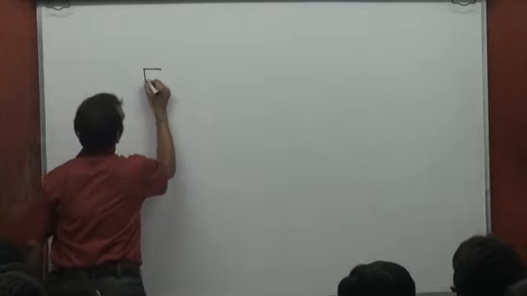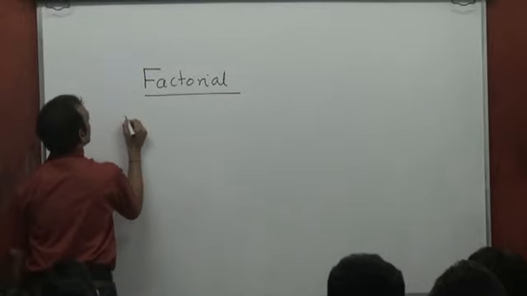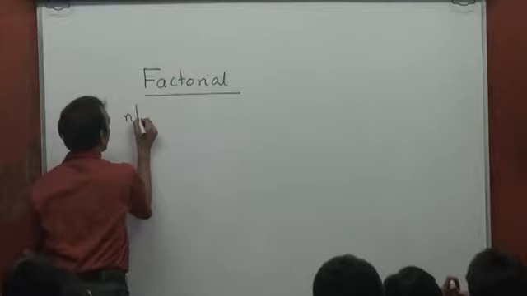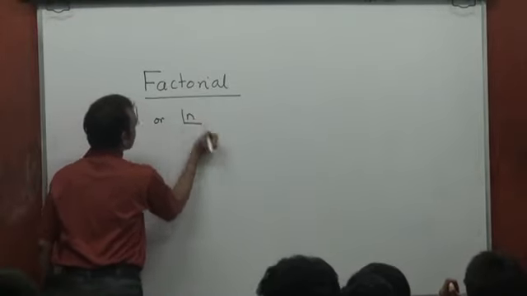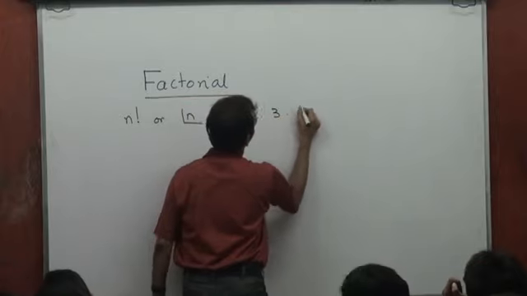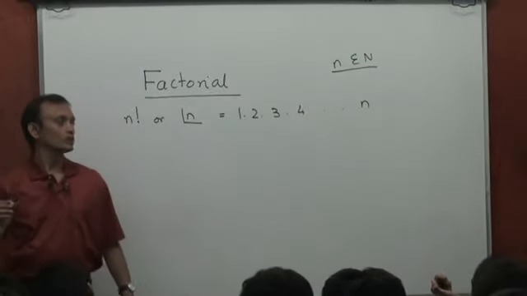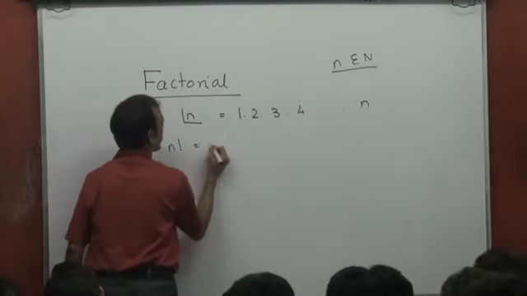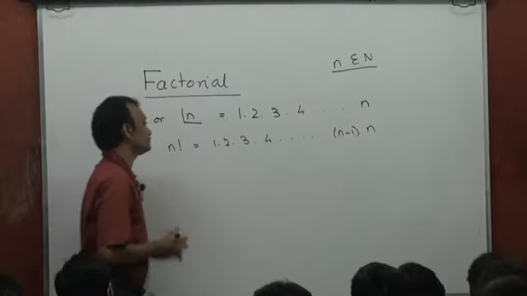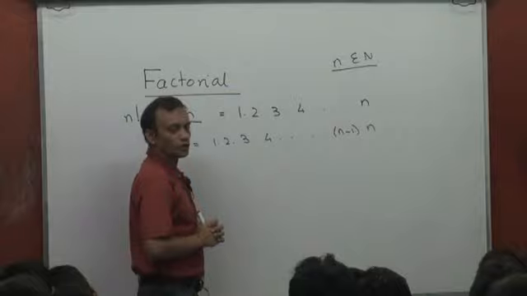The factorial notation. If n is a non-negative integer, then n factorial, or sometimes also written this way as n!, is defined as 1 into 2 into 3 into 4 up to n, for n belonging to the set of natural numbers. That's n factorial. That's the definition of n factorial: the product of the first n natural numbers.